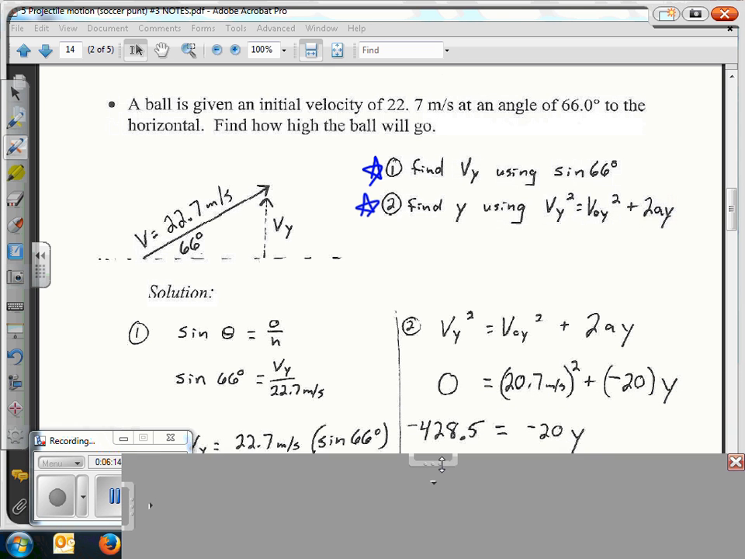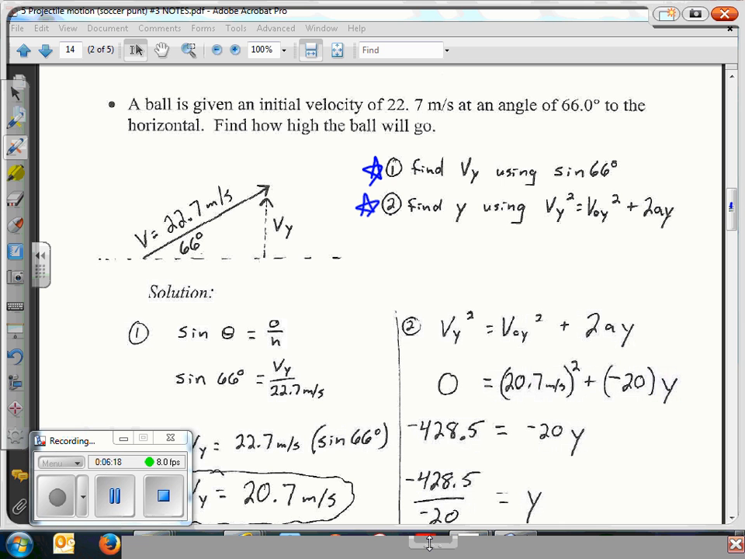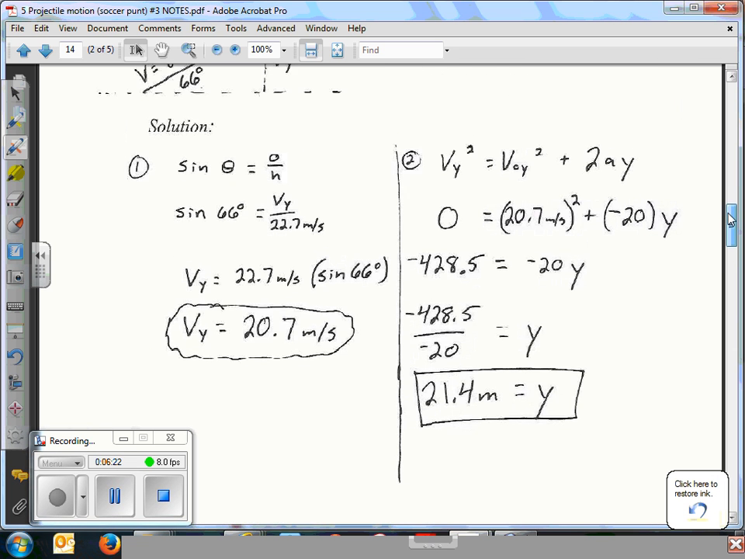So this is the math, and we end up with a 21.4 meters high. If you have questions on the math, I'll let you look it over.